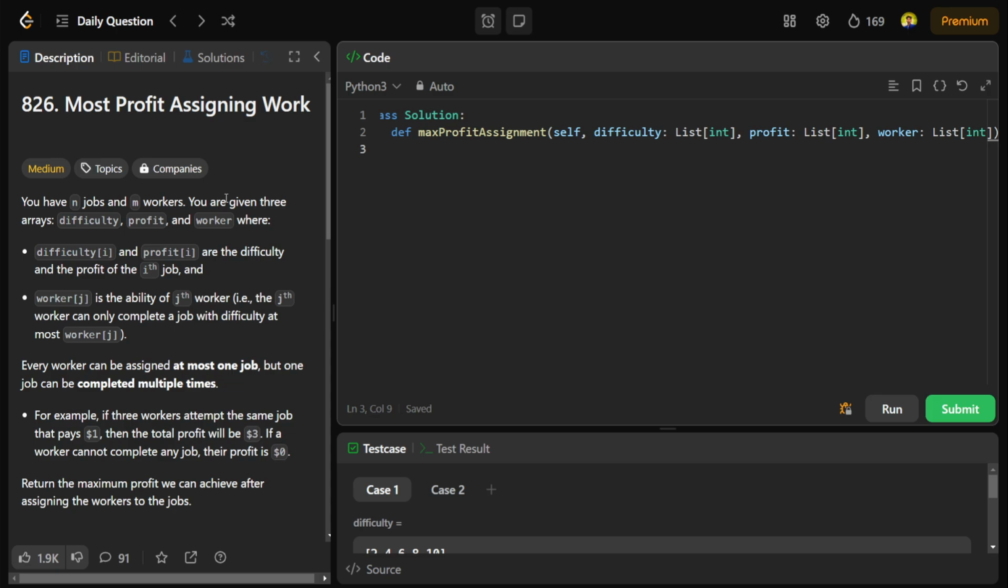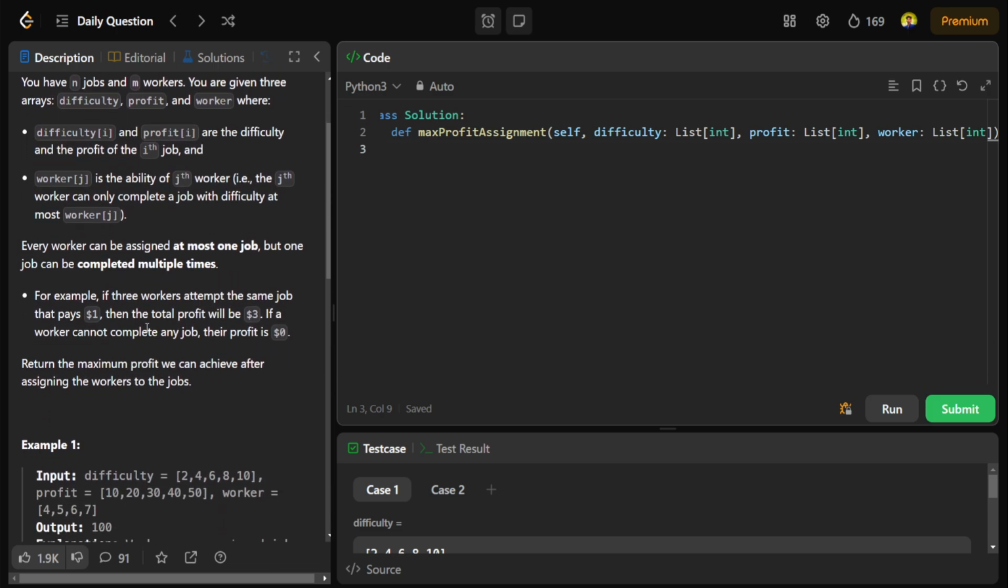In the difficulty array and the profit array, the index i represents the difficulty level and the profit of a particular job. And in the worker array, the index j represents the ability of the jth worker, which means that worker can complete a job with a particular difficulty level.